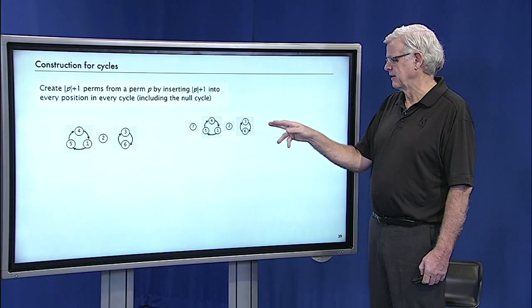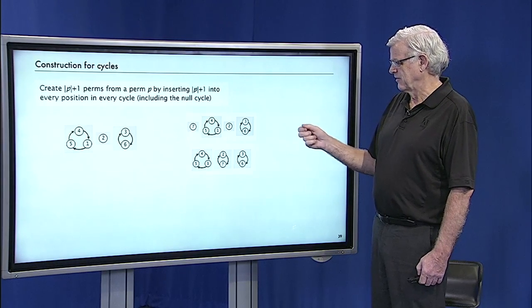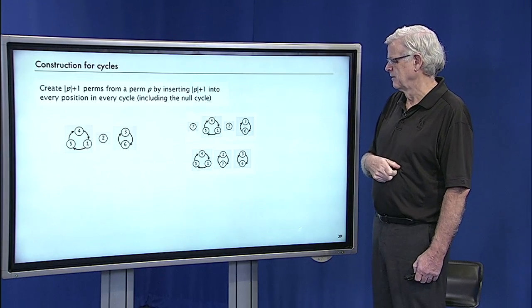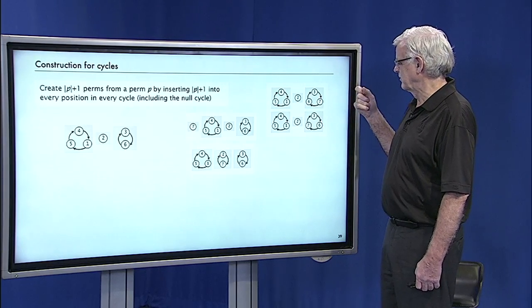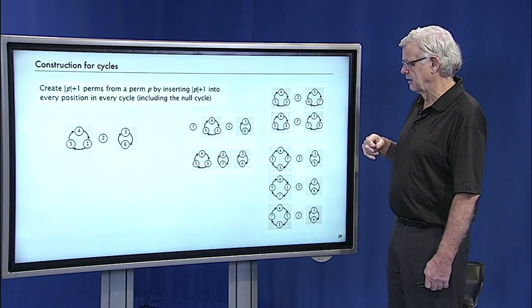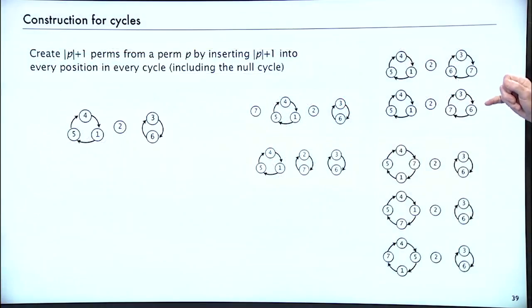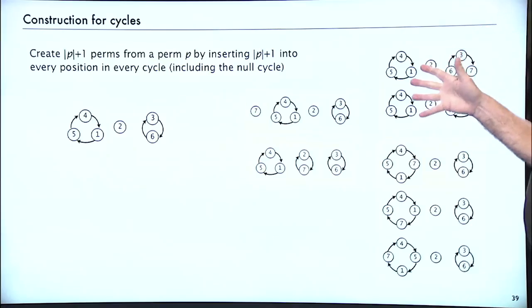First thing is put 7 in the null cycle, so that creates a new cycle of size 1. And then put 7 in every position in the 1 cycle. There's only one place. It makes a 2 cycle with 2 and 7 in it. And then in the 2 cycle, there's 2 places to put it, 3, 7, 6 or 3, 6, 7. And in the 3 cycle, there's 3 places to put it, either 4, 7, 1, 5, or 4, 1, 7, 5, or 4, 1, 5, 7. So from that permutation of size 6, we construct 7 permutations of size 7.